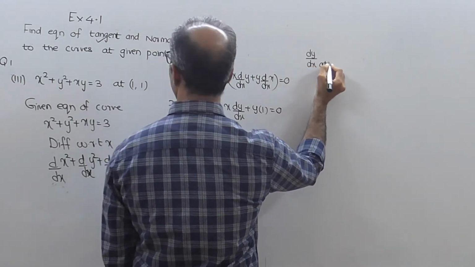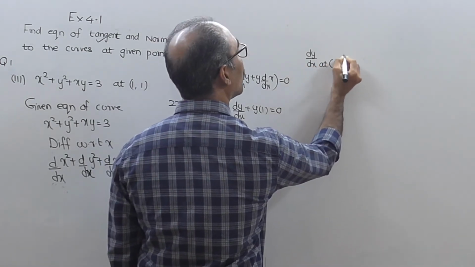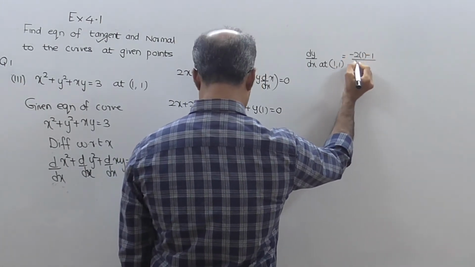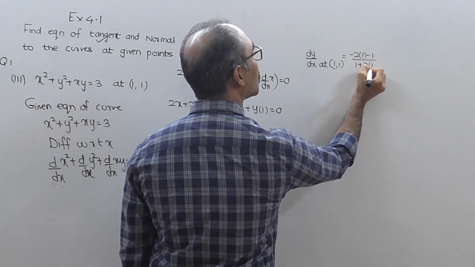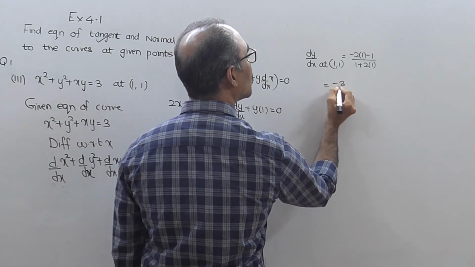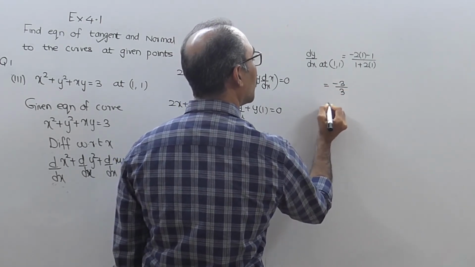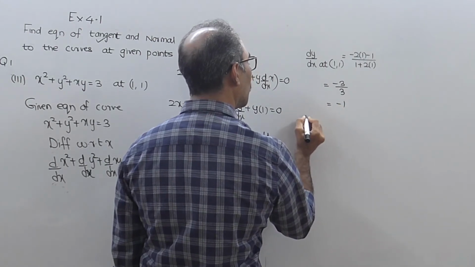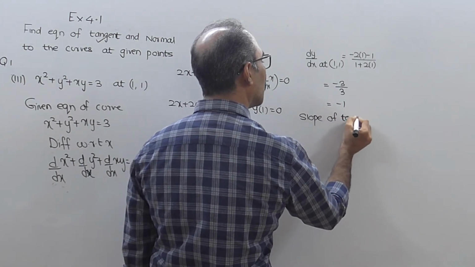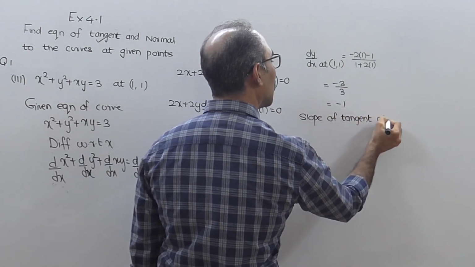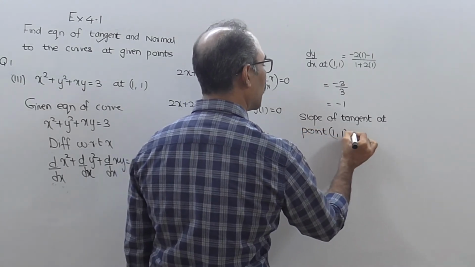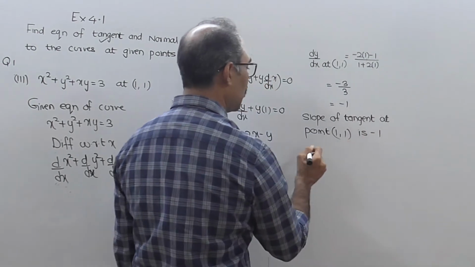dy by dx at, what is the point? 1 comma 1. That will be minus 2 into 1 minus 1, the whole upon 1 plus 2 into 1. So that is equal to minus 2 minus 1, which is minus 3, upon 3. The slope will be minus 1. Therefore, the slope of the tangent at point 1 comma 1 is minus 1.